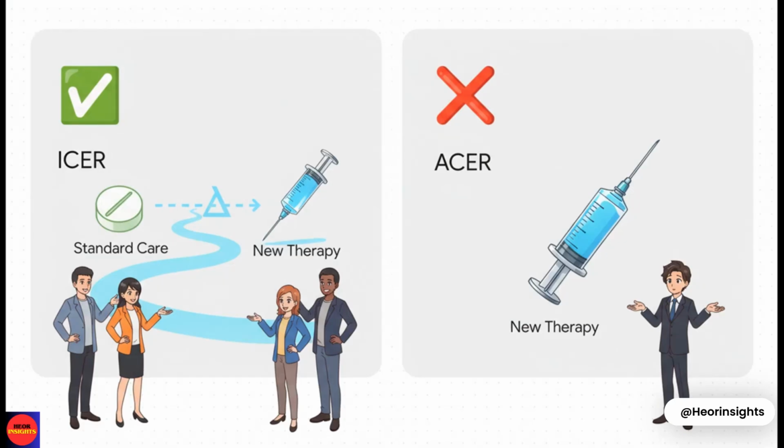A frequent error is to confuse the incremental ratio, the ICER, with an average ratio, or ACR. An ACR simply divides the total costs by the total effect. This is incorrect for decision-making because it completely ignores the comparator. HTA is concerned with the marginal or incremental value of switching from the current standard of care.